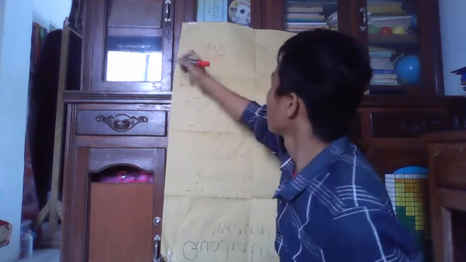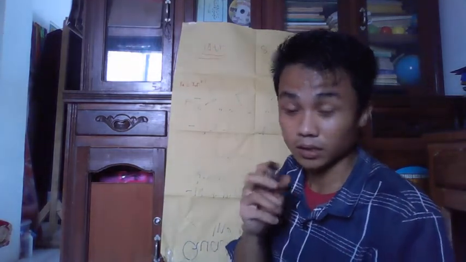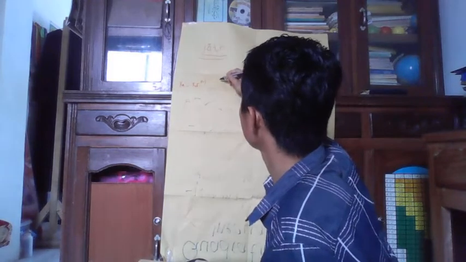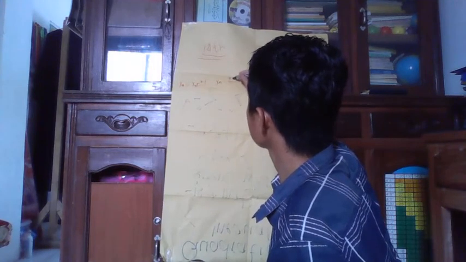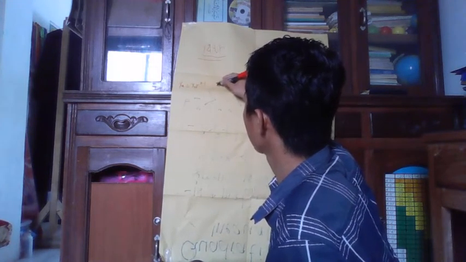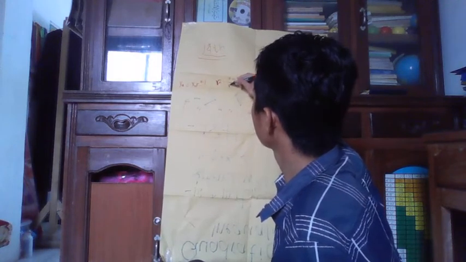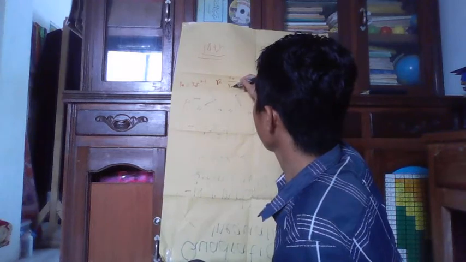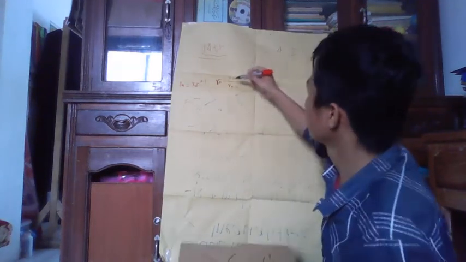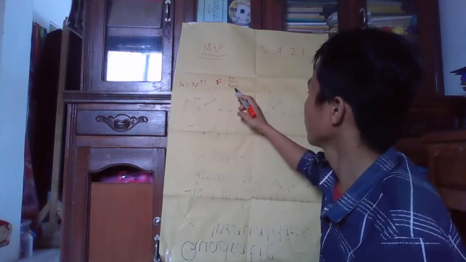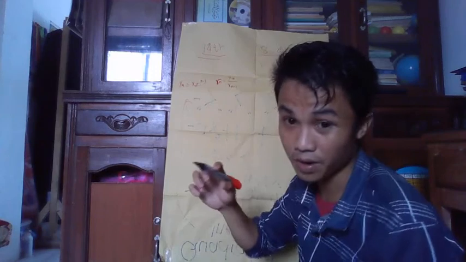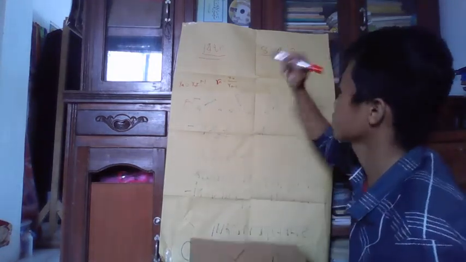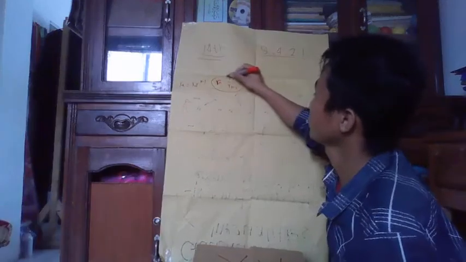So, what is our common ratio? Our common ratio r is equal to x sub n over x sub n minus 1. So, what is our common ratio here? This is our given question. So, let's get our common ratio.